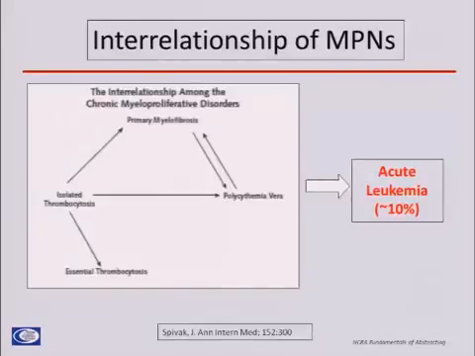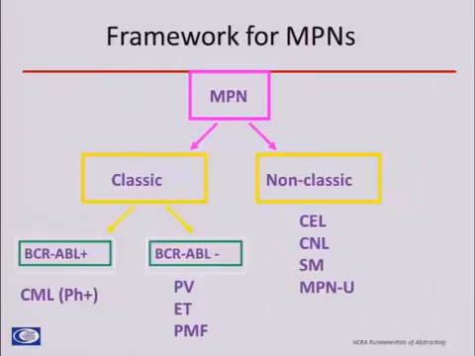The interrelationship of the myeloproliferatives is that about 10% of them become acute across the board. So this is kind of a framework, and this continues to grow and mature. Sorry about all the abbreviations, but it's just the way that you're getting used to this group right now, right?